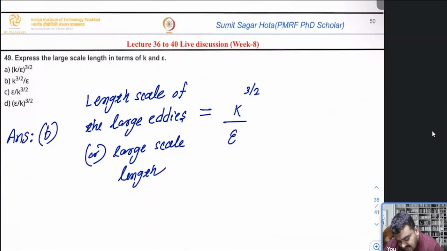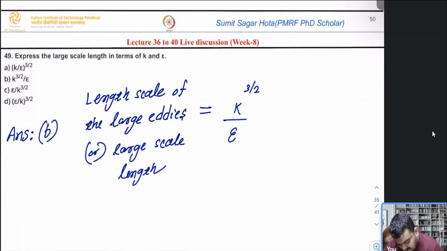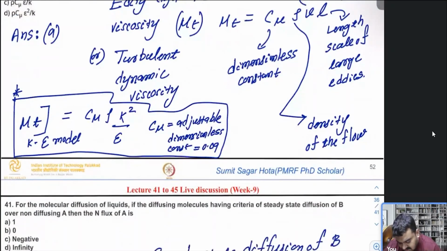Express the large scale length in terms of k and epsilon. Okay, the length scale of the large eddies and the large scale length are both the same term, which is equal to k to the power 3 by 2 divided by epsilon, where k is the turbulent kinetic energy and epsilon is the dissipation rate, or turbulent dissipation rate.